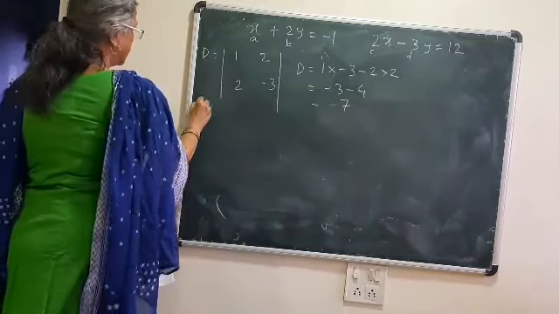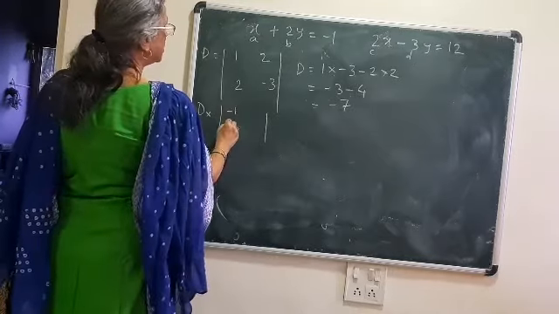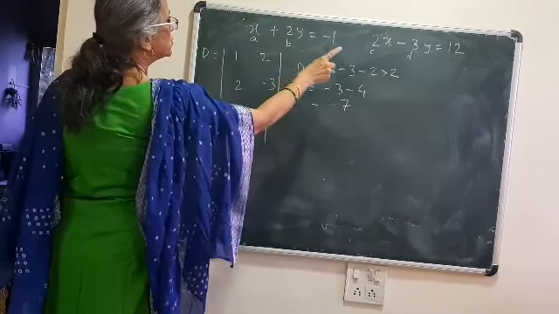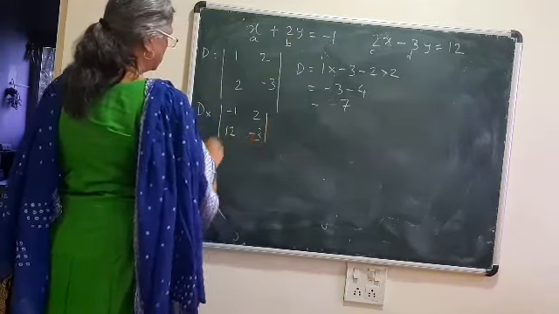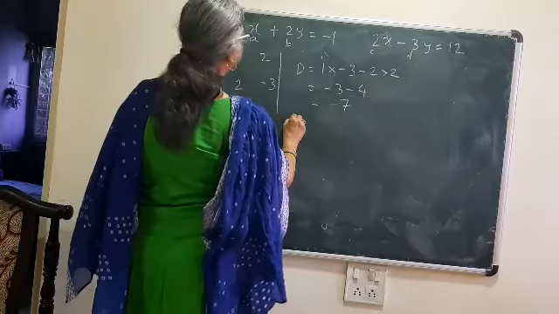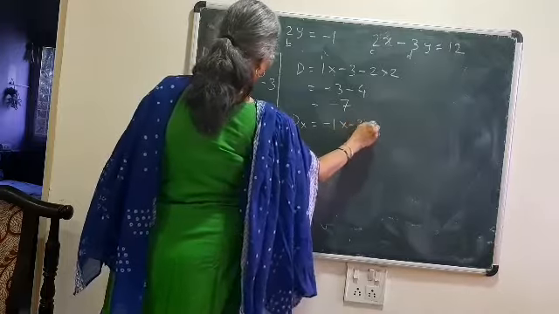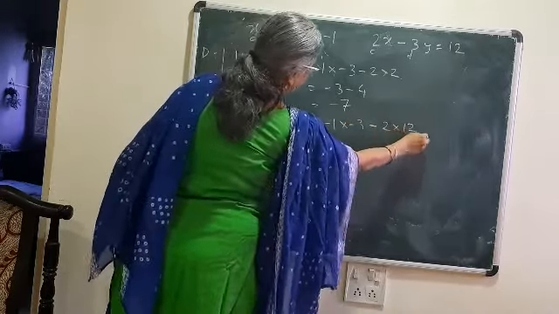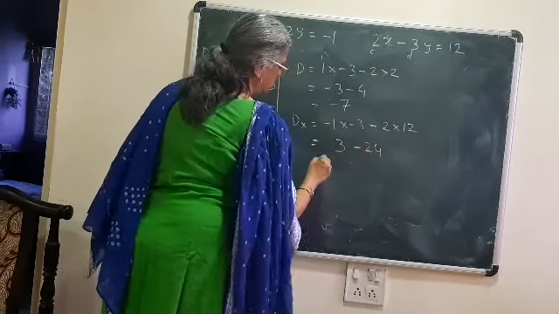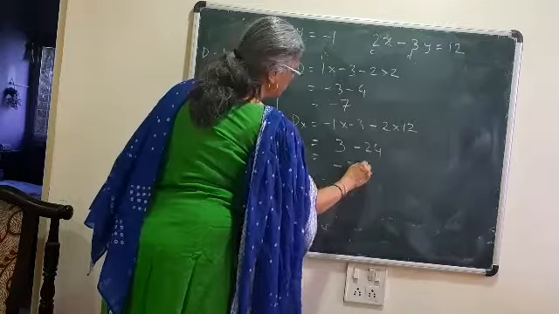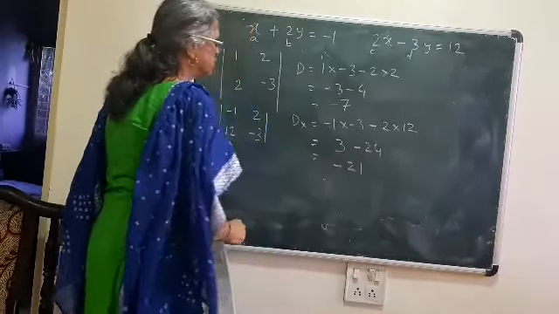Then for finding Dx, we are writing the constant terms first, minus 1 and 12, and then we are writing the coefficients of y, that is 2 and minus 3. So Dx will be minus 1 into minus 3 minus 2 into 12. So minus 1 into minus 3 will be plus 3, minus 24. So that will give you minus 21. Subtraction, 3 minus 24 gives you minus 21.